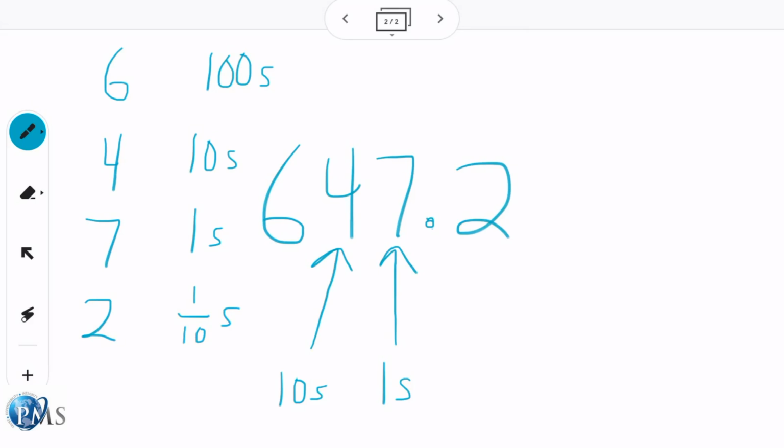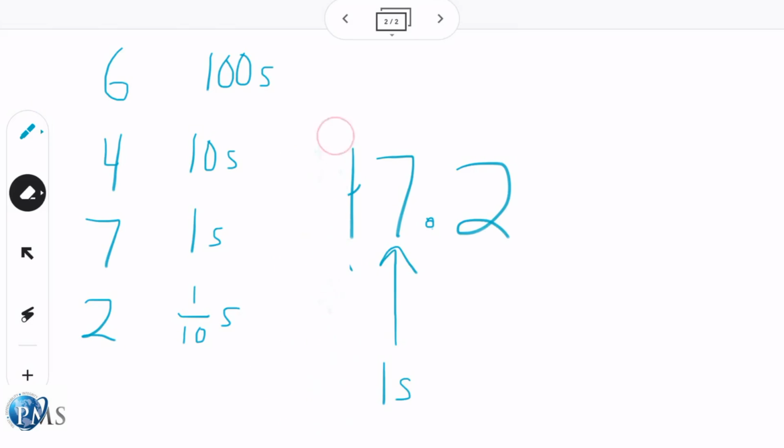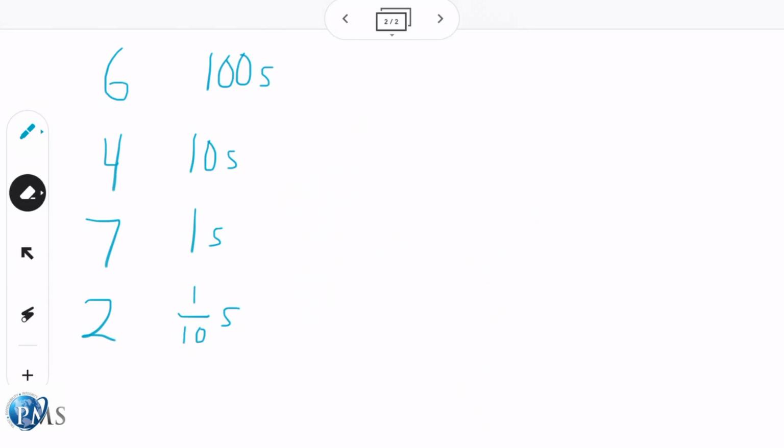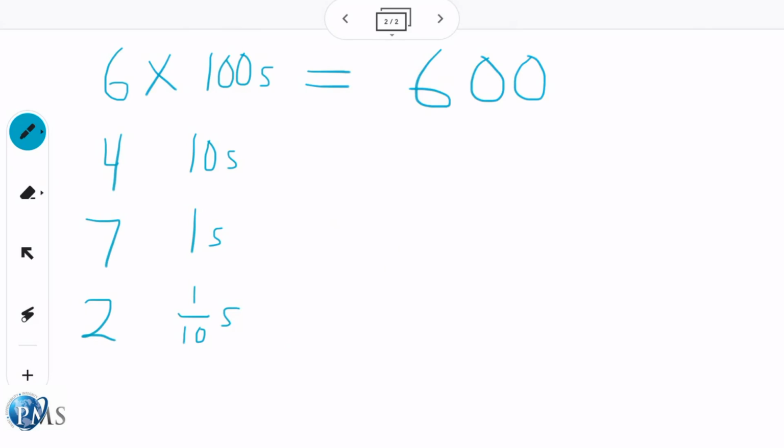I guess we'll write it like this time. Okay, and let me move this over a little bit. Get rid of this. 647.2. All right, and so if we break it down this way here, you could actually multiply this out. So if you have 6 100s, well, you could just say 6 times 100. That'll give you 600, right? So 6 hundreds makes 600.